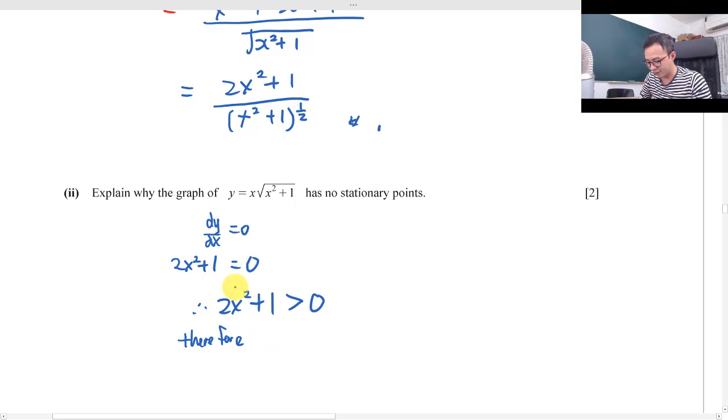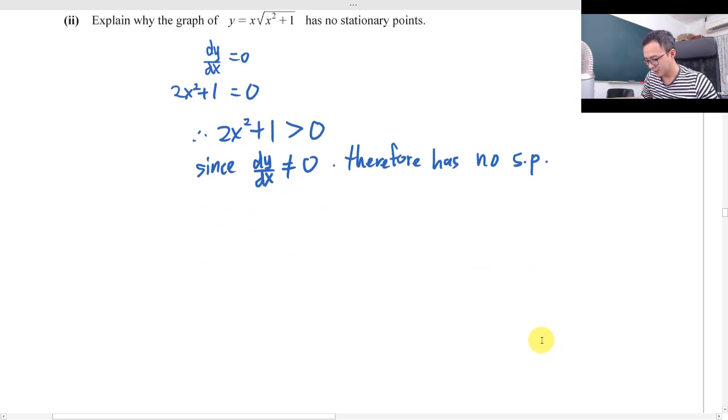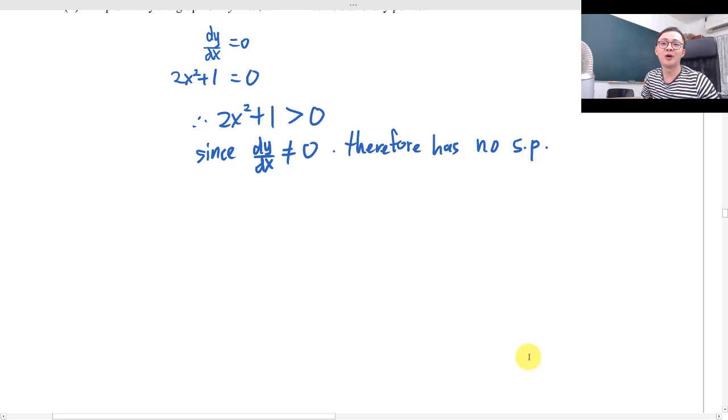Explain why the graph has no stationary point. Therefore, since dy/dx cannot equal 0, you have no stationary point. Alright, so yeah, this is how I will explain.